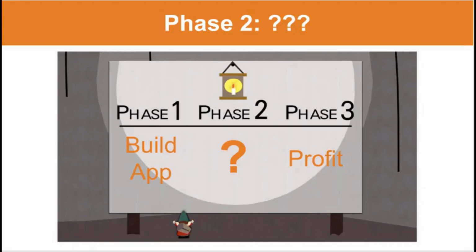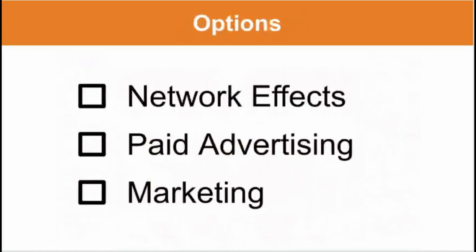But phase 2, what is that? How do we get from having an app to profit? That is the question. And so the options are really network effects, paid advertising, or marketing. Based off the title, I think you all might know where we're going, but I want you to have gone through the thought process of why some of these do and do not work for what we're all trying to do. So first thing, network effects.